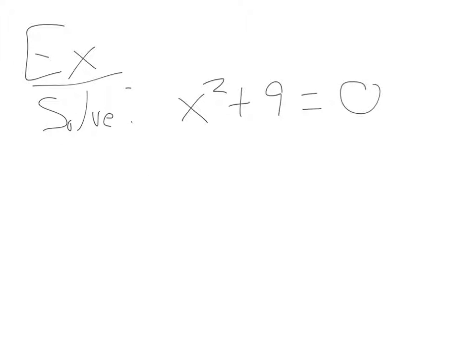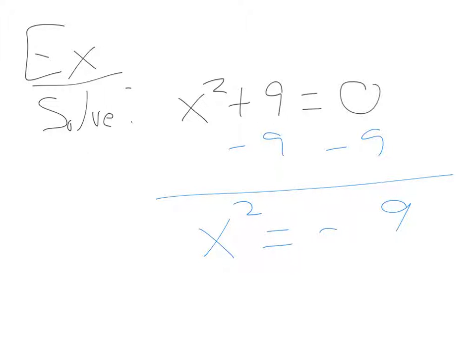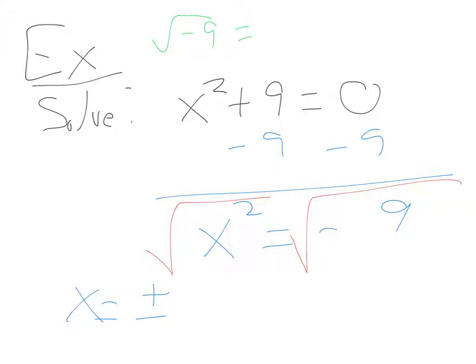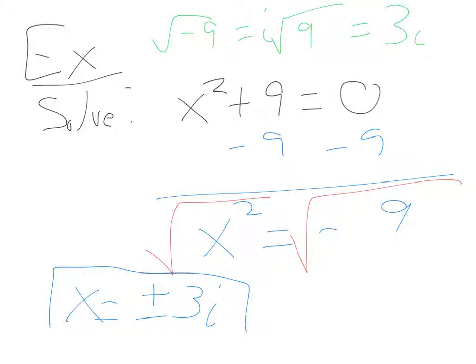Here's another one, x squared plus 9 is equal to 0. Subtract 9, and x squared is equal to negative 9. Take the square root of both sides. You have x is equal to, since we're taking the square root of a variable, it would be positive or negative. Now, square root of negative 9, in case you've forgotten from the video about complex numbers. Remember, you can factor the i out, so it's i times the square root of 9. And square root of 9 is 3, so it'd be x is equal to positive or negative 3i.